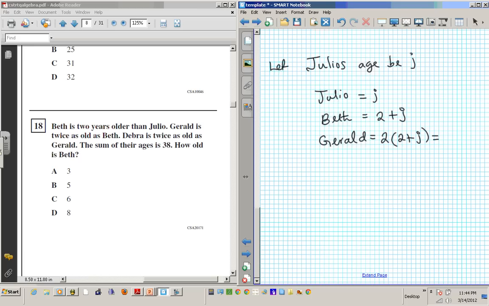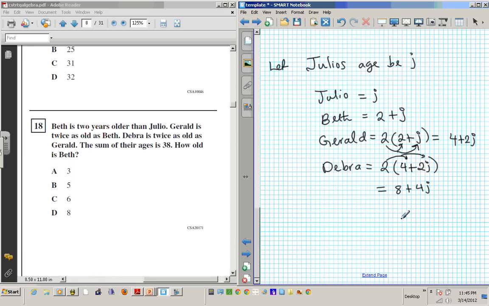If I simplify that by distributing, that's going to become 4 plus 2J. That's 2 times Beth. Okay? And then Deborah is twice as old as Gerald. But how old is Gerald? Gerald is 4 plus 2J. So I simply double what Gerald is, which is 4 plus 2J. If I double that, I distribute the 2 to both of them. It's going to become 8 plus 4J.